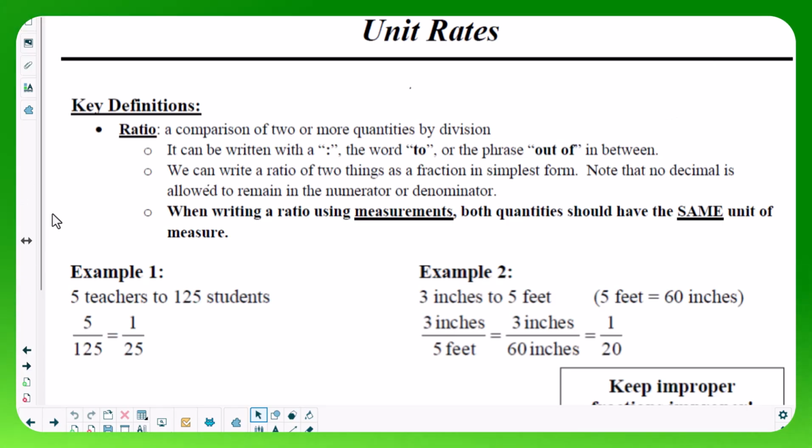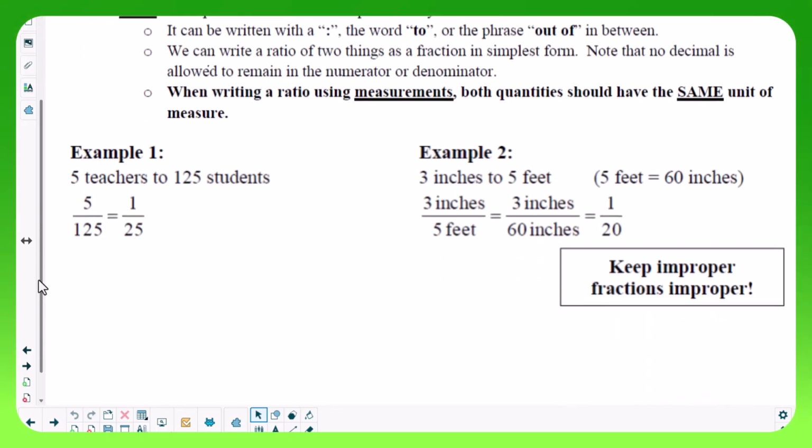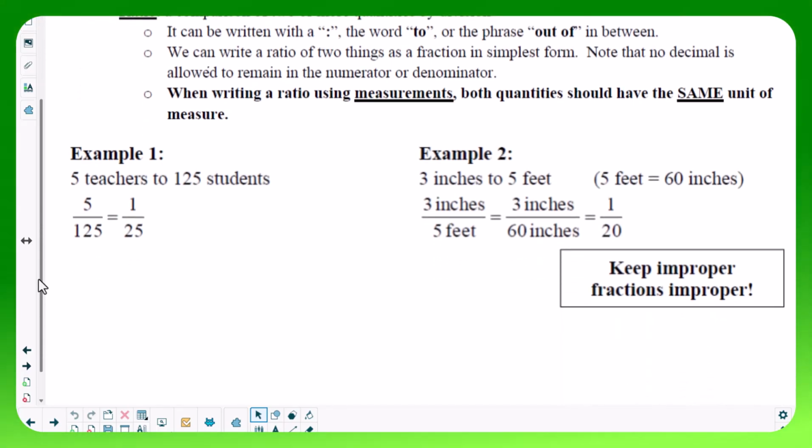So there are a couple of examples done for us here. The first example is 5 teachers to 125 students. Those are not units of measure, so we put 5 teachers over 125 students, and we simplify the fraction. We can do that as simply as putting the fraction in our calculator, and generally all you'll have to do is hit the equals key in your calculator to simplify the fraction. It will do it automatically. There are some calculators that have a simplify button, so if you have one of those, you may have to hit the simplify button to simplify the fraction.